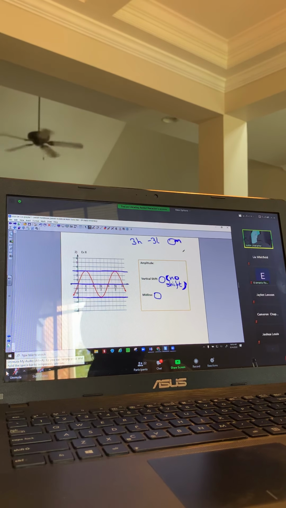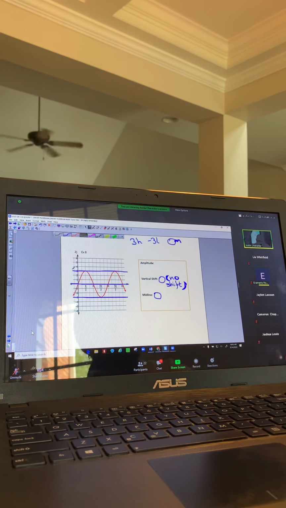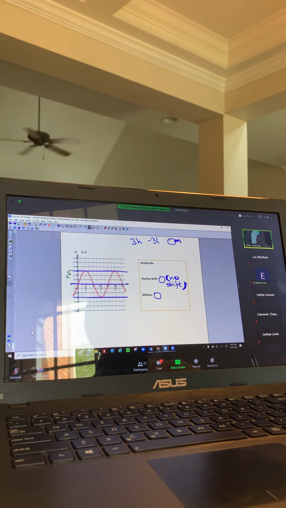Can someone tell me now, or you could have told me at any point in time, what the amplitude is on this problem? Three. Because again, I want to measure the distance from the middle to the high, or this distance here. Either way, they should both be 3.